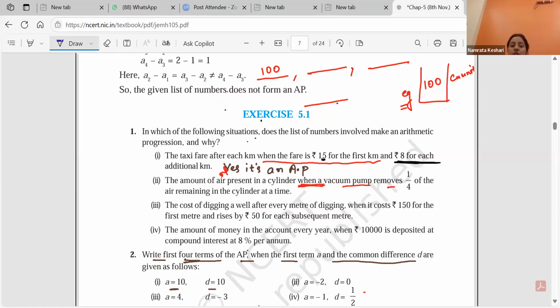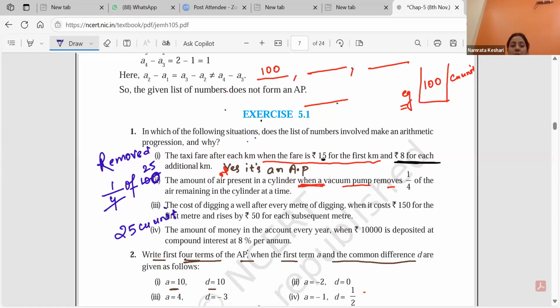So the first time you press, it will remove 1/4 of the remaining air. Already for assumption we have taken the air as 100. So this much it will remove. Let's do the calculation: 2 times 8 is 16, 5 times 20 is 100. So 25 cubic units of air is removed. Now what will be the remaining air?